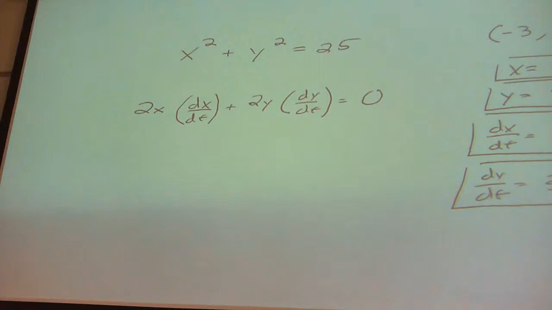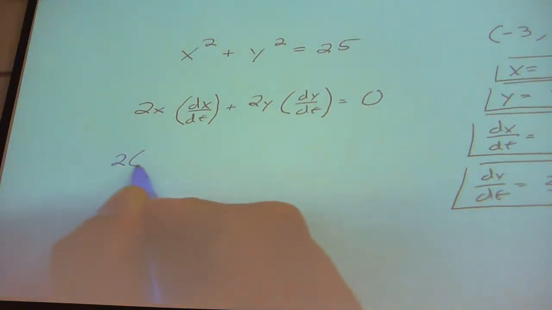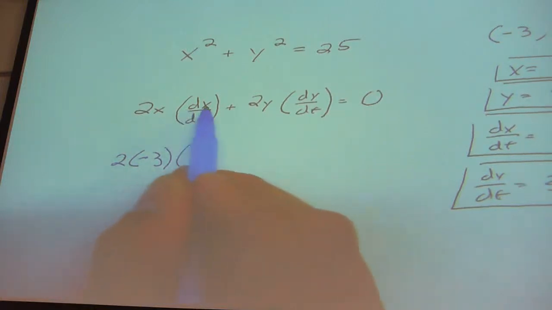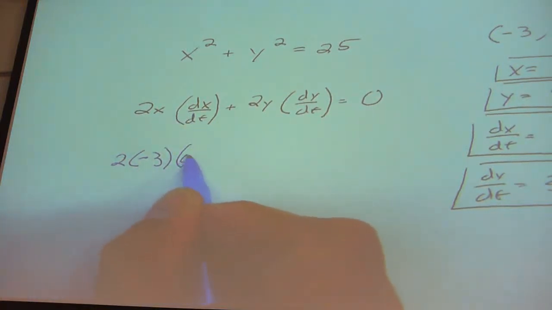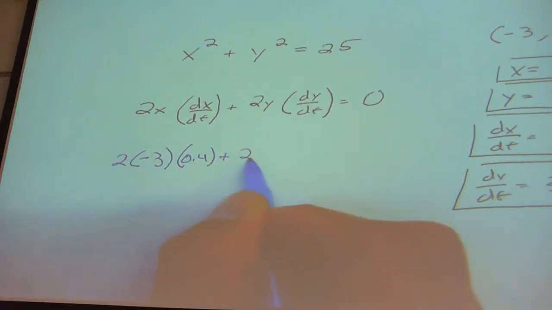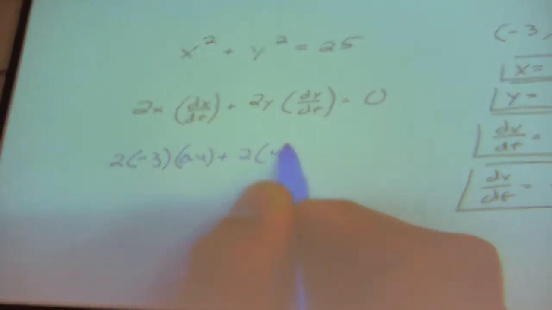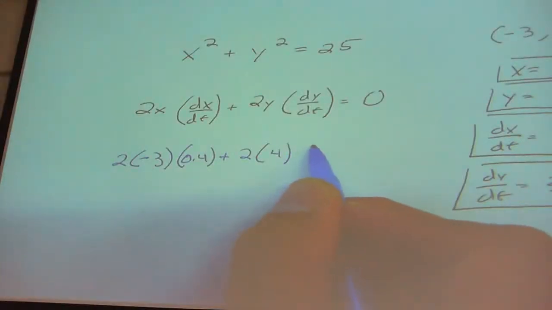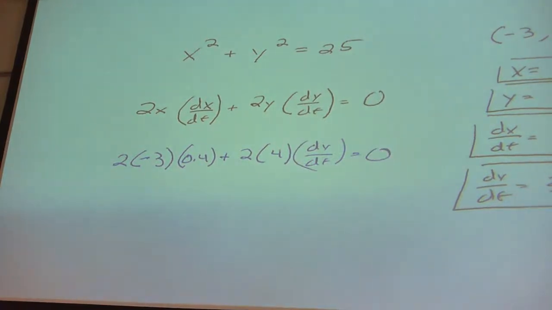Okay? So, let's fill in what we know and what we don't know. As I fill this in, do I know what x is? Negative 3. Do I know what dx over dt is? 0.4. Do I know what y is? 4. Do I know what dy over dt is? Nope. So you plug in everything that you know, and then your job is to solve for what you don't know.